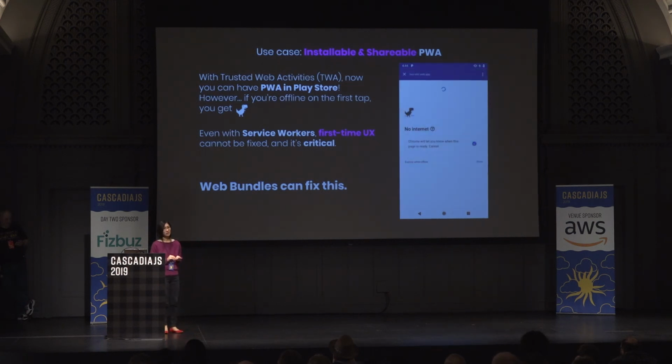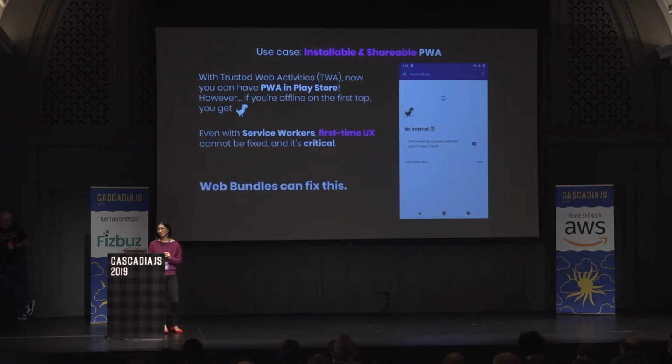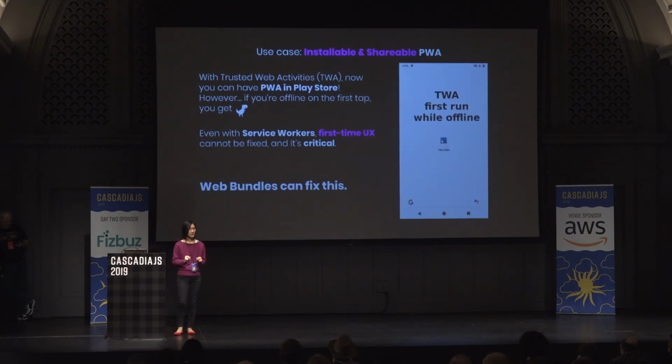However, Service Worker doesn't solve every situation. For example, if a user installs your PWA, or what's called a TWA on Play Store, and then what if the user taps it the first time while offline? It just results in an offline error. It's not ideal. And the very first initial user experience would be really critical for your app. And the web bundle can fix that.